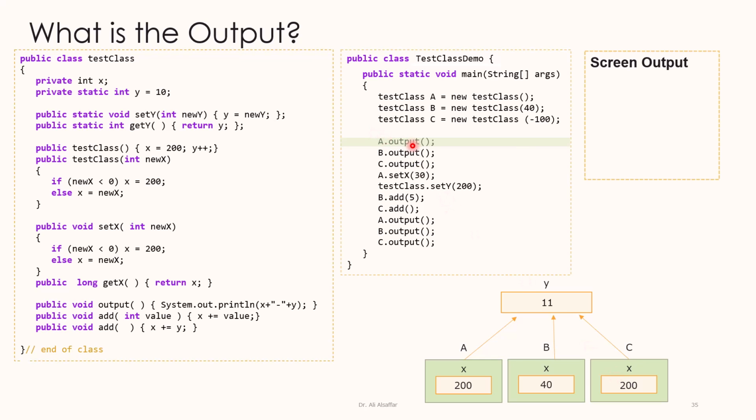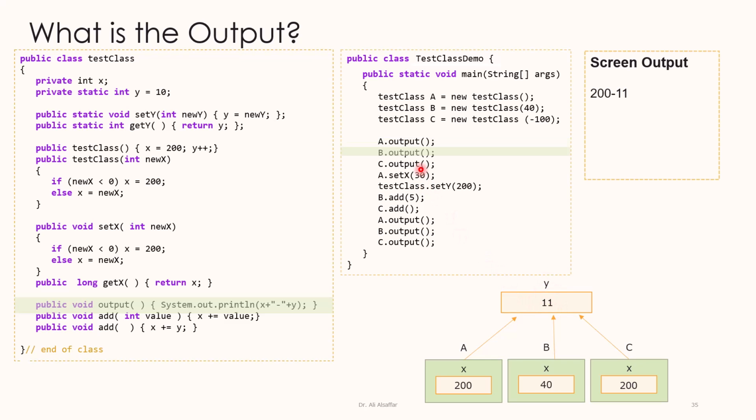Now we are calling the method output for object A, and this is the state for object A. So where is this method? This method is here. Simply it prints the current value of x followed by dash followed by the current value of y. By looking at the state of the object on the picture, the value of x is 200 and the value of y, which is the shared variable, is equal to 11. So when we proceed to the next line, on the screen it will print the value of x followed by dash followed by 11, which is the current value of y.